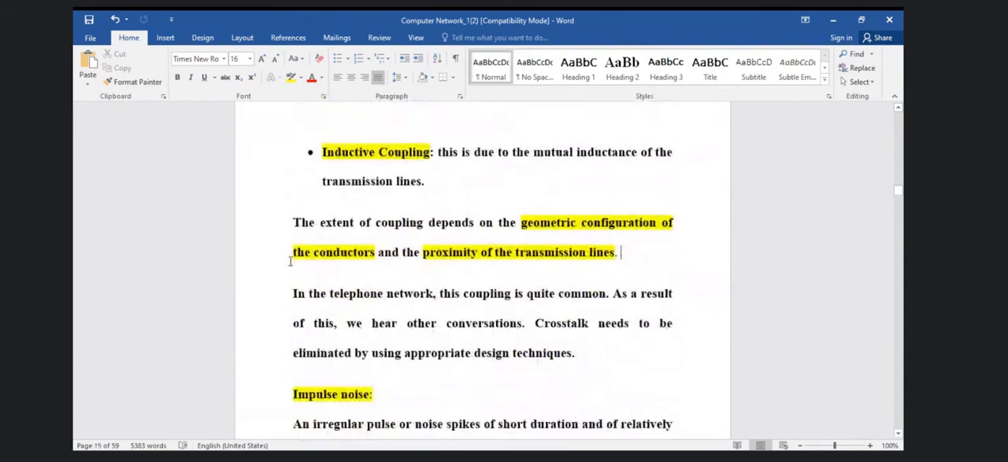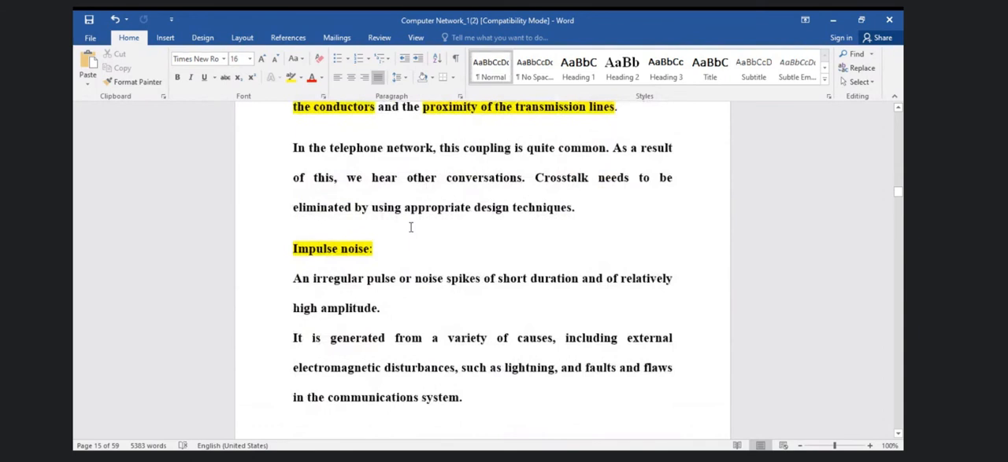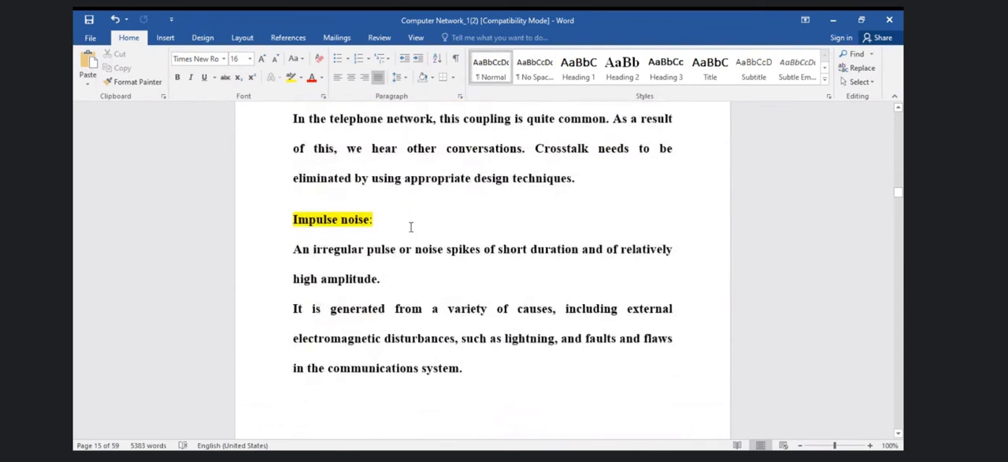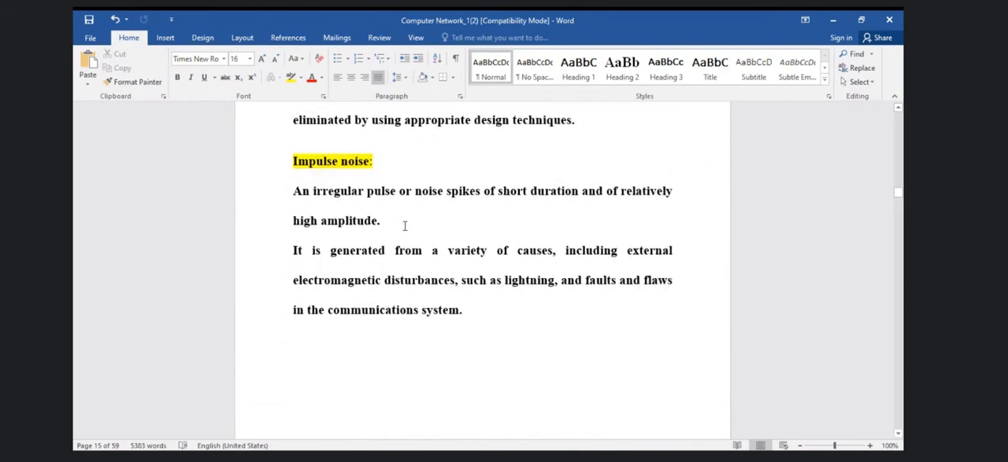And this is the crosstalk, and this coupling depends on the geometric configuration of the conductors as well as the proximity of the transmission lines. So if we keep the transmission lines apart, then we can minimize this crosstalk. Now impulse noise is a high frequency noise having high amplitude and a very short duration.